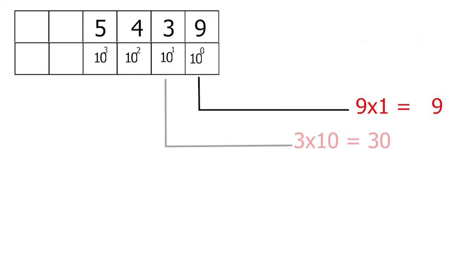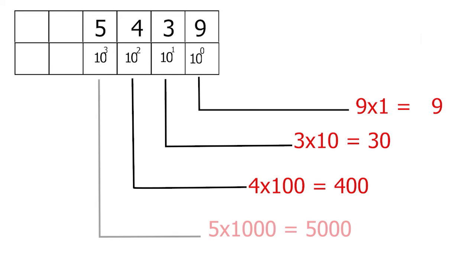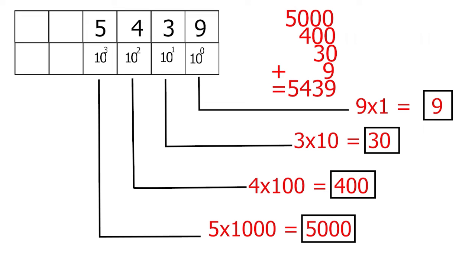Then, next digit, 3 multiplied by 10 to the first power. So, 3 times 10 equals 30. Next, 4 times 10 to the second power. 4 times 100 equals 400. 5 times 10 to the third power is 5 times 1,000 equals 5,000. So, kung i-add natin itong lahat na ito, 5,000 plus 400 plus 30 plus 9 equals 5,439.